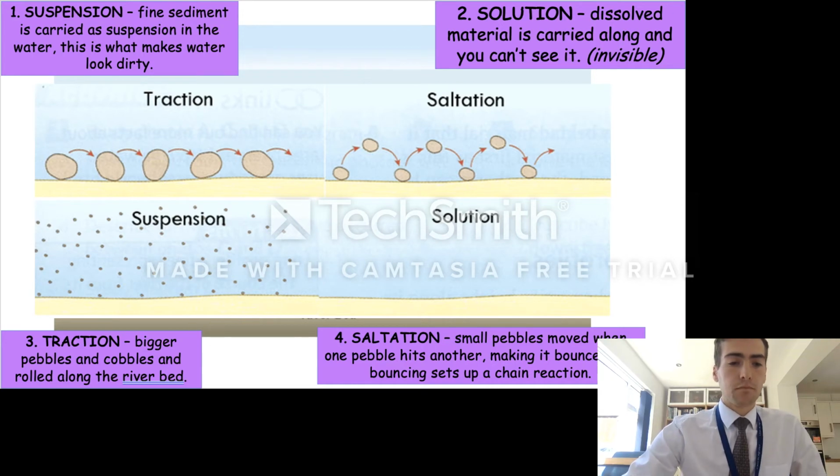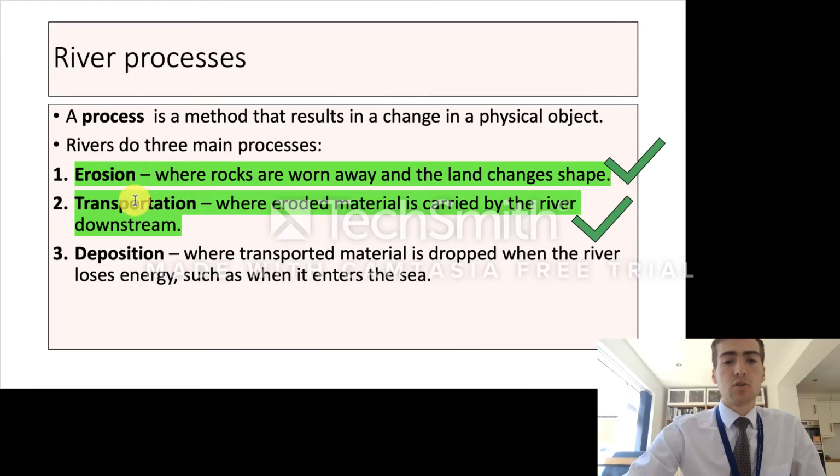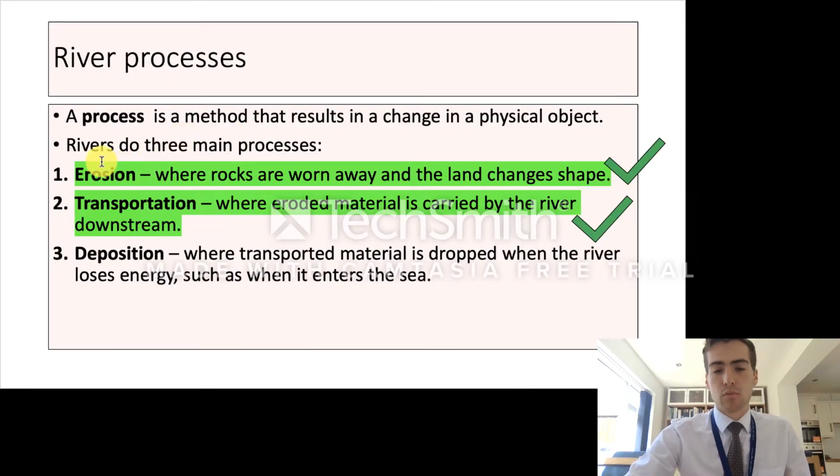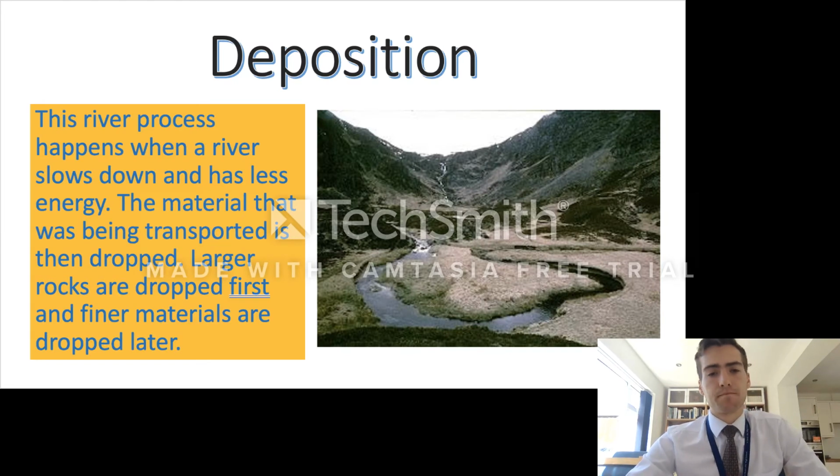So that's erosion and transportation done now. So we've done both of those. We've talked about how the rocks are broken up. We've talked about how they're transported down the river. The final thing that happens now is deposition, where transported material is dropped when the river loses energy, such as when it enters the sea. So that is this last process we're going to look at to wrap up what we've done with the river processes. So deposition.